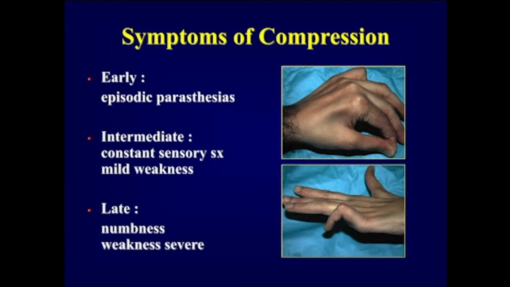I like to separate the symptoms of compression into three stages. The earliest stage is episodic paresthesias, which means that the patient may have episodes of the neuropathy, but there are other times when the nerve function is completely normal. An intermediate stage is when the sensory symptoms are constant, and they have mild weakness, whereas in the late stage, the patient has constant numbness as well as severe weakness.